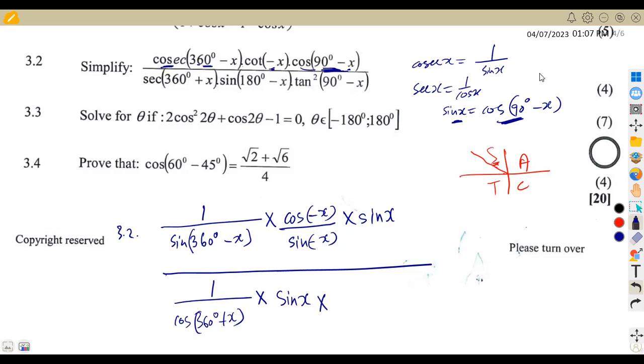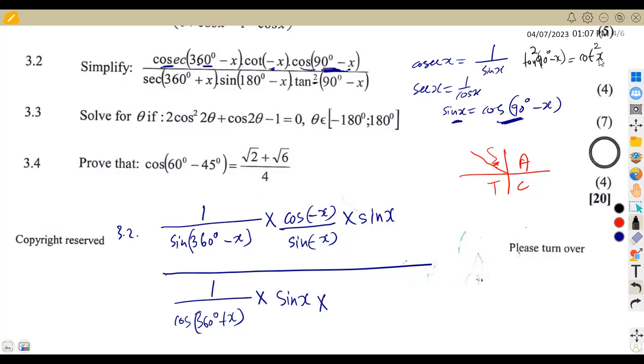We know that tan of 90 degrees minus x is equivalent to cot x. But if it is given as tan squared, it means this is going to be cot squared.